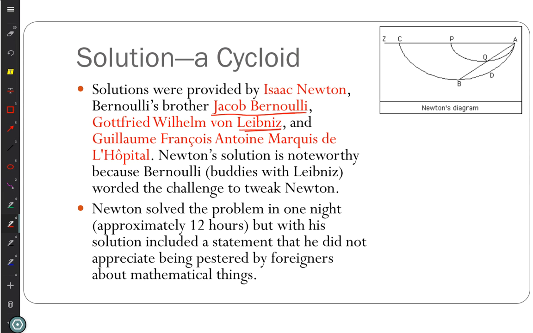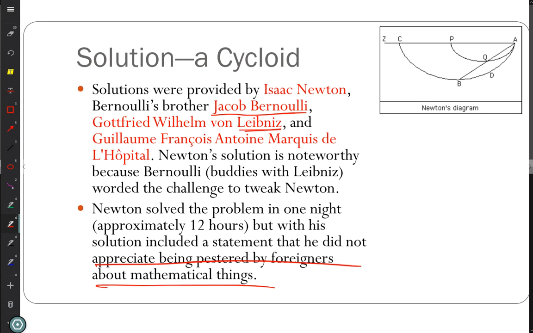Life was complicated back then. Guillaume Francois Antoine Marquis de L'Hopital. They all came up with these, and Newton just did it overnight, went home one night, worked on it, and submitted it the next day. And then he said he did not appreciate being pestered by foreigners about mathematical things. Because of the little tweaking words, he felt he had to do that to maintain his reputation. But he didn't appreciate being pestered. So he wanted them to know, yeah, I can do it, but come on.